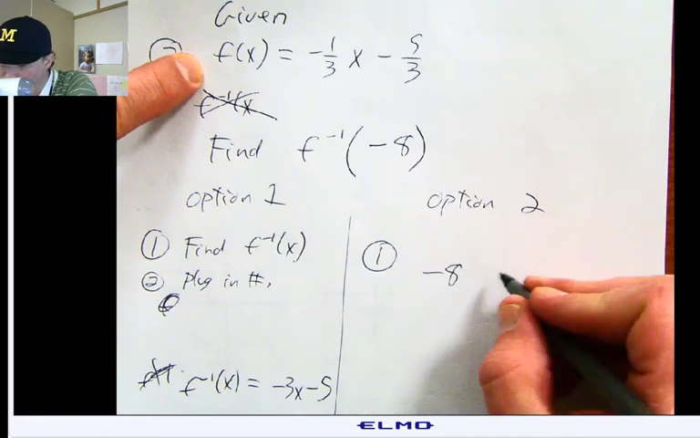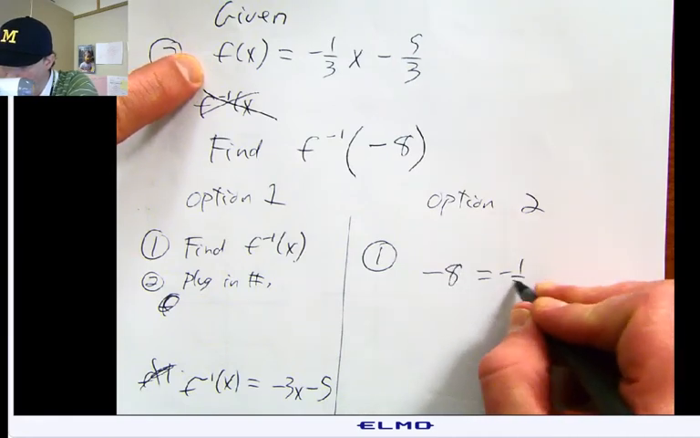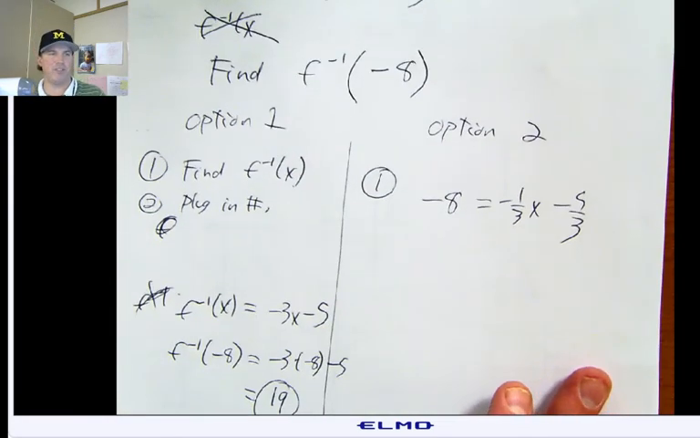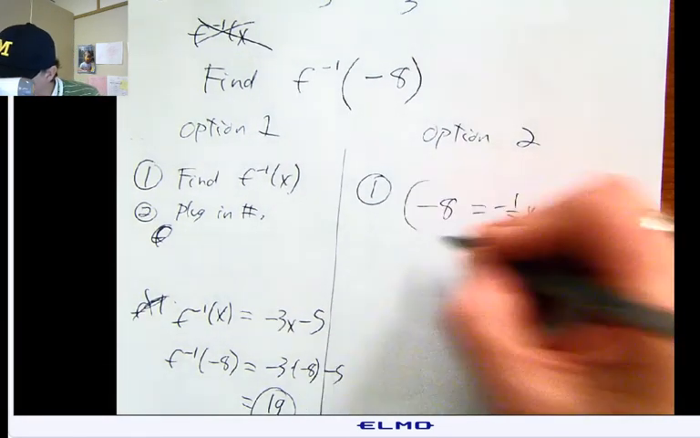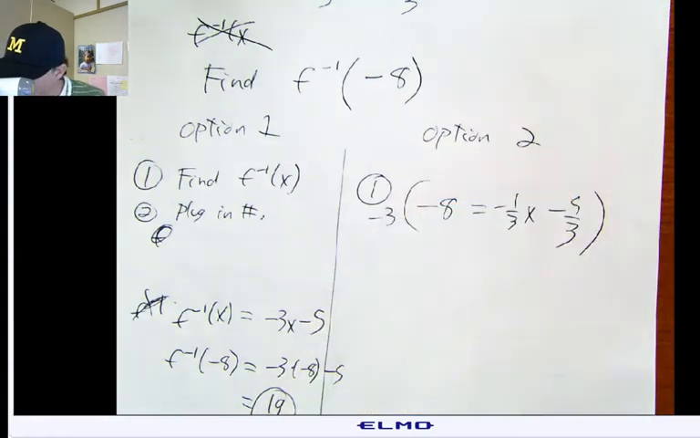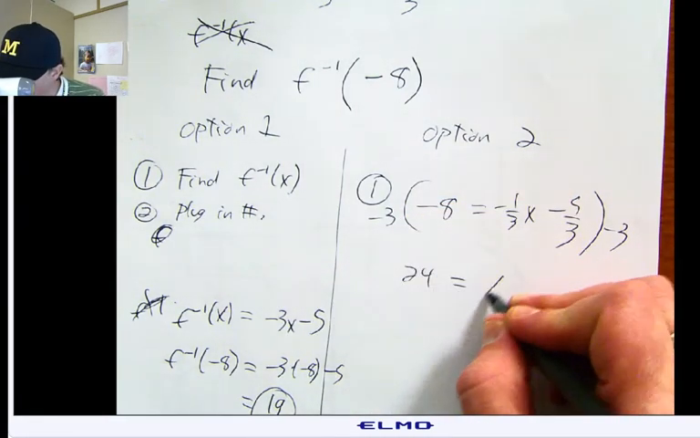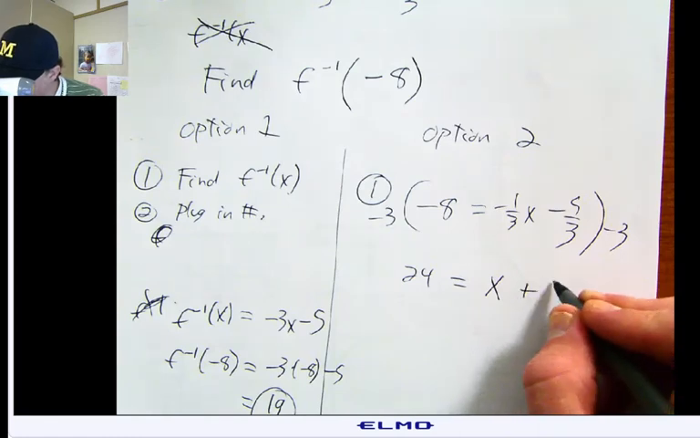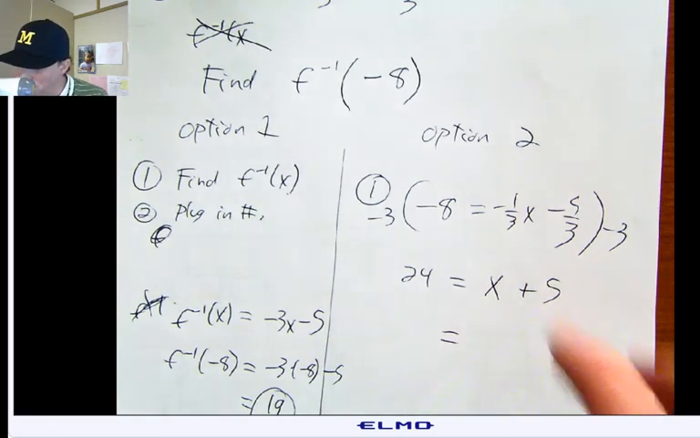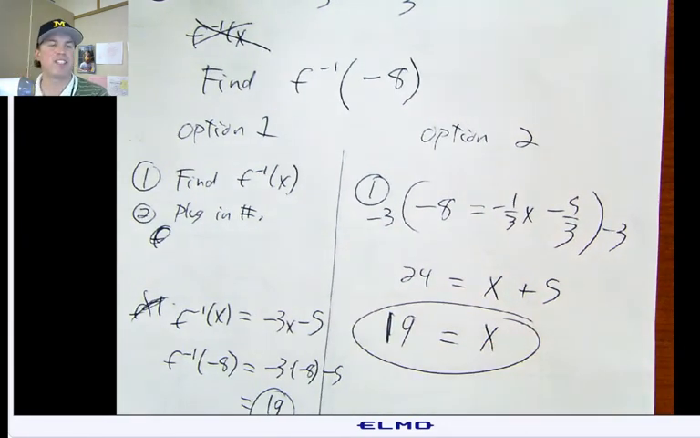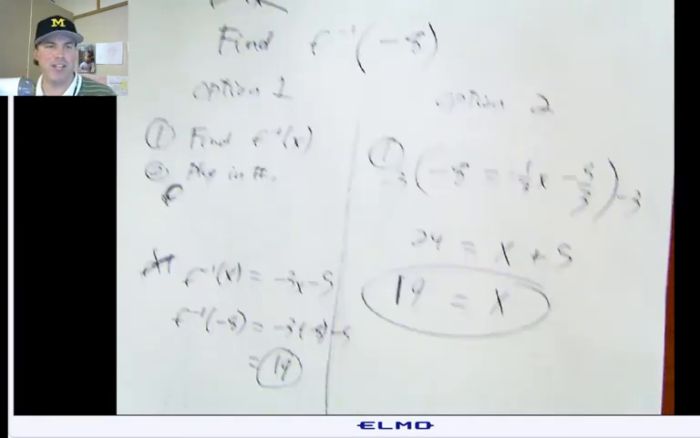So it becomes -8 equals -1/3 x minus 5/3. And now just algebraically solve this equation for x. I can multiply both sides by -3. That gives me 24 equals x plus 5. And I subtract 5 from both sides and I get x equals 19. Wow, that was so fast and I never even had to find the inverse.